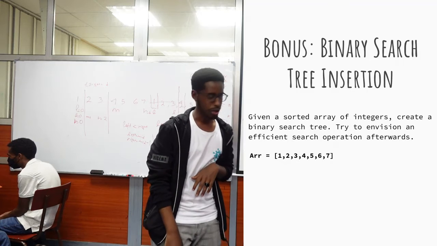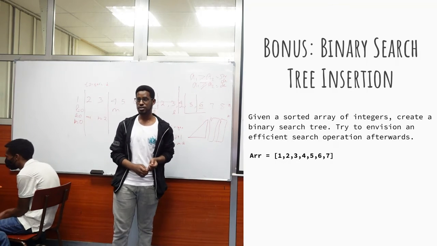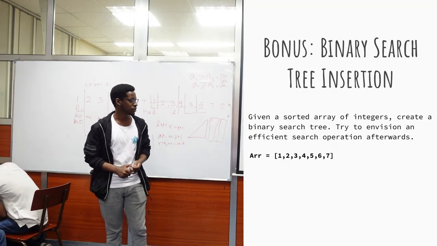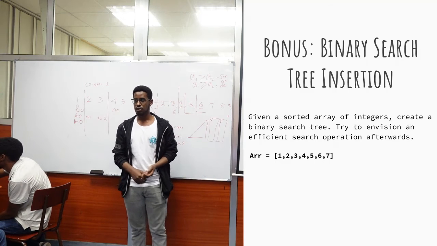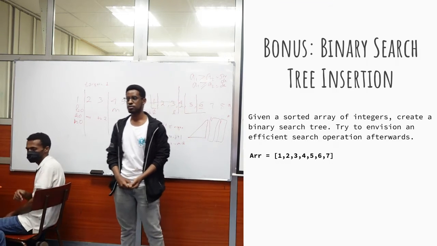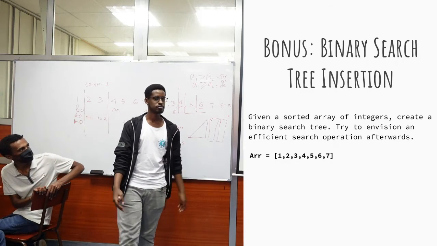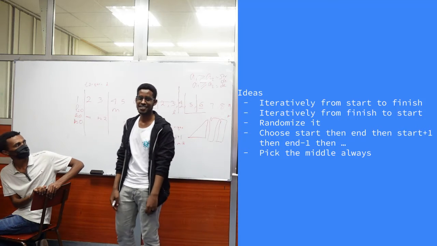Okay. We're about to finish, but this is a bonus one. How do you insert into a binary search tree? Like, if you're given a sorted array of integers, create a binary search tree. Imagine how you'd build it using these numbers. Ideas. You can even repeat those. Doesn't matter.